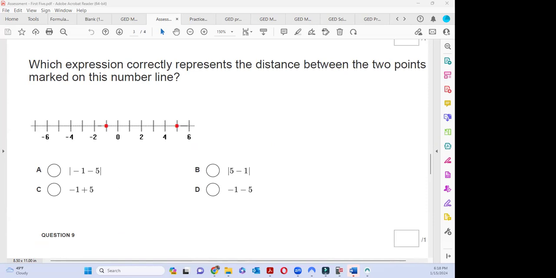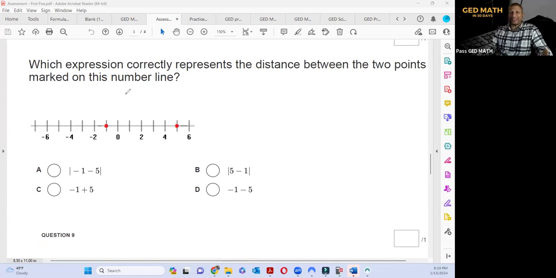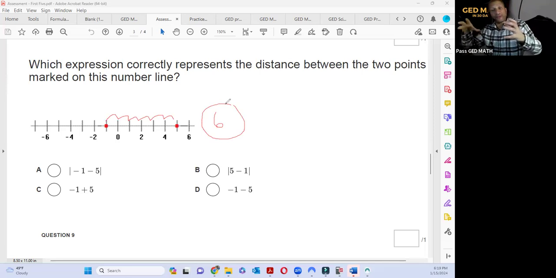Okay. So again, we're still doing the same thing. The distance between two numbers on a number line is easy. Just count. 1, 2, 3, 4, 5, 6. So we know the distance between these two numbers is 6. But now we have to find from the multiple choice what represents 6.